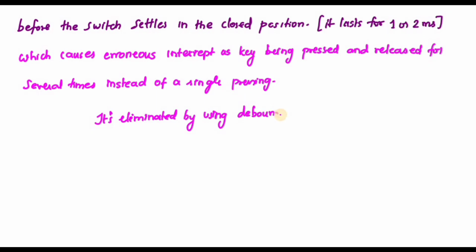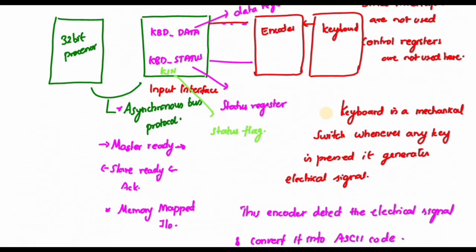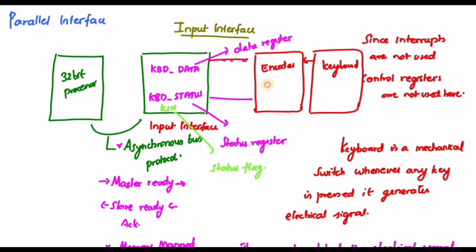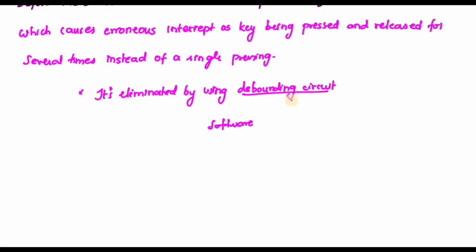It can be eliminated by using a debouncing circuit. The debouncing circuit is employed inside an encoder or inside a keyboard. It can also be controlled with the help of software. Whenever the software detects the status bit, that is KIN status equal to 1, it is thinking that the keyboard key is already pressed.